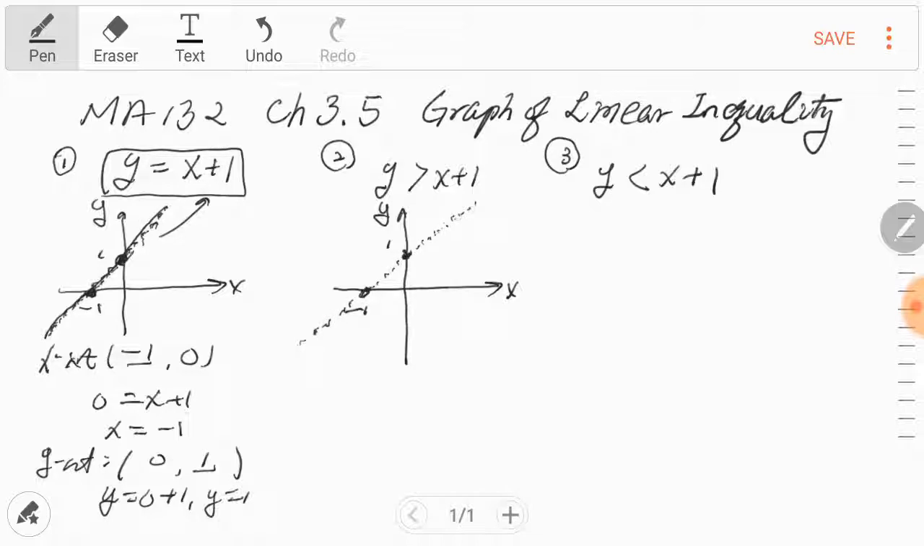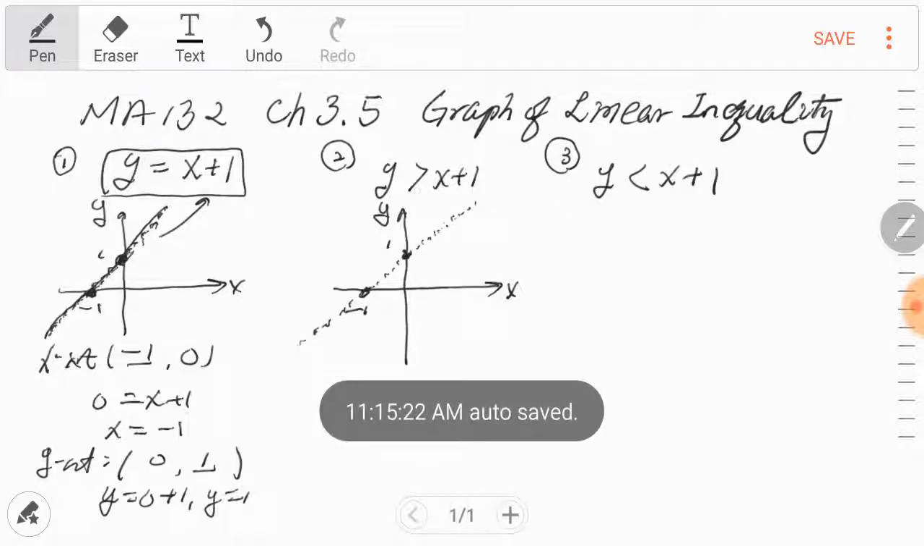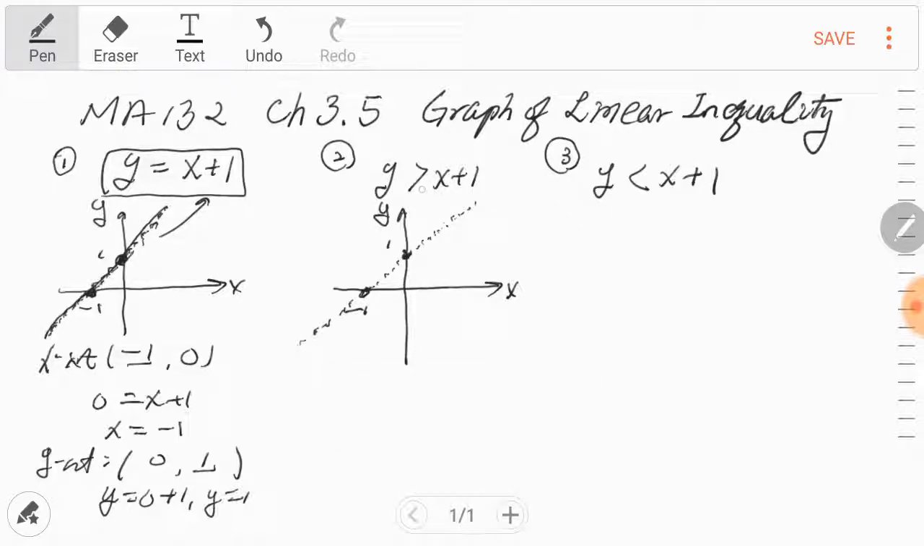A dotted line means the line is not included in the solution, because the inequality does not have an equal sign. The solution of an inequality is either above the line or below the line. Then we have to determine which side is the solution. So how do we select the side of the solution? We have to find either above or below.